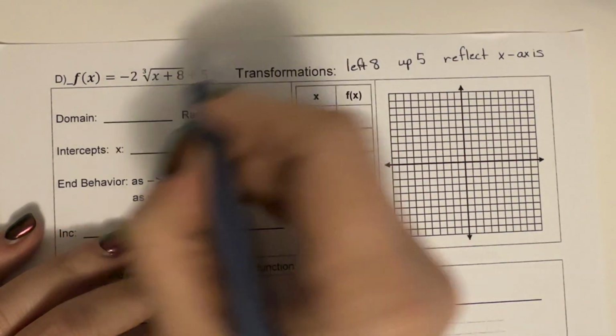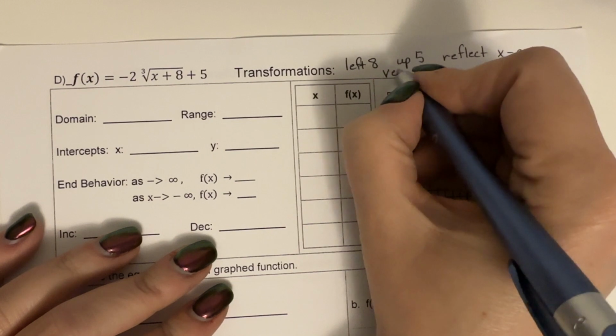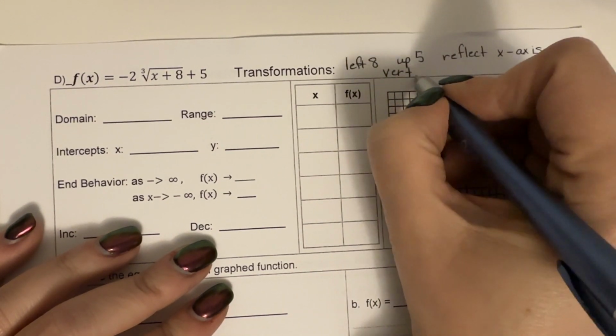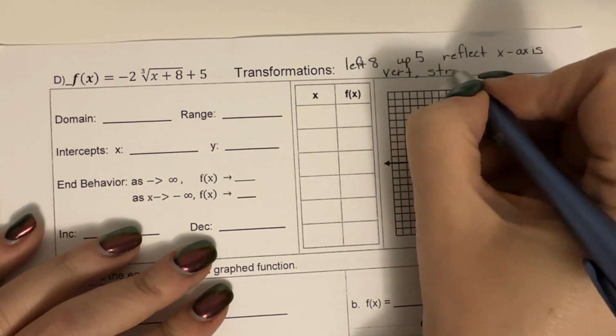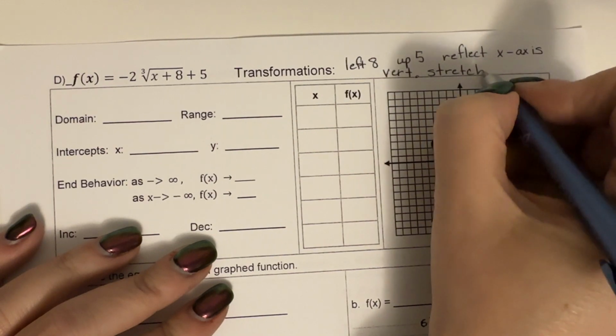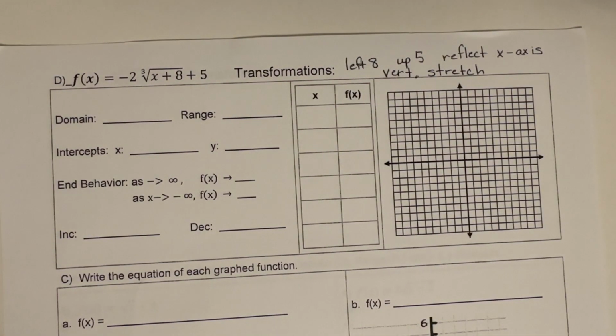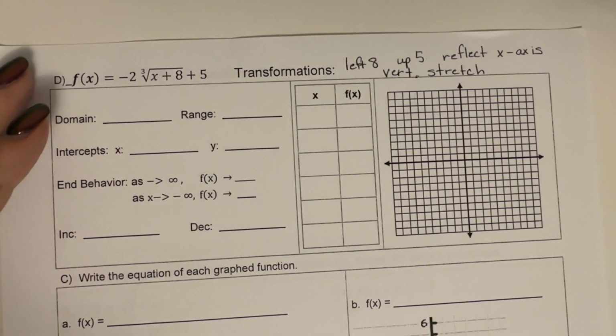And that 2 is going to cause a vertical stretch. So that's what's going to happen with that. Let's go ahead and make our table. Now this one, we're starting to get a little bit trickier here as far as our values go. So let's start thinking here.